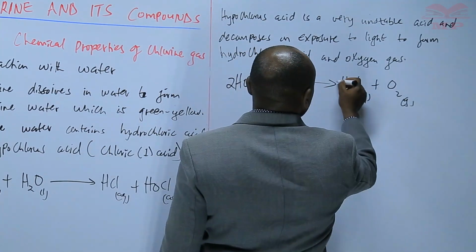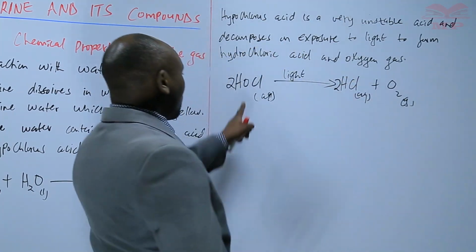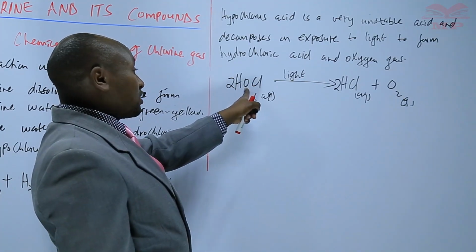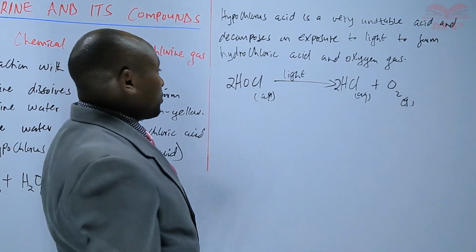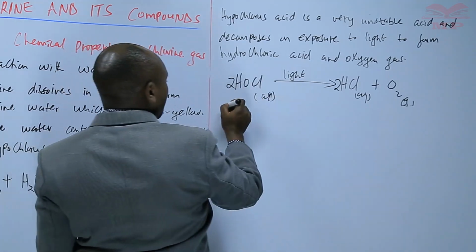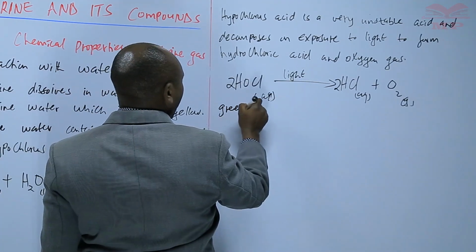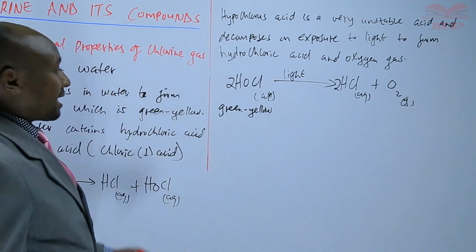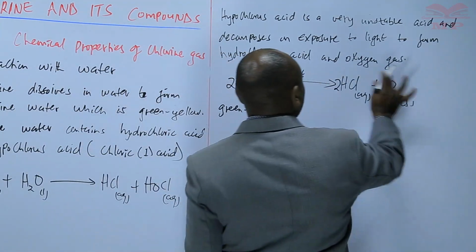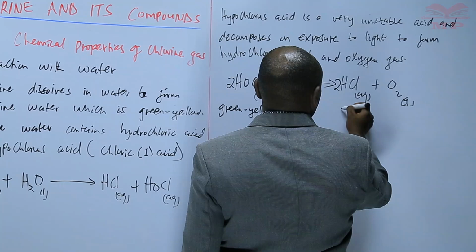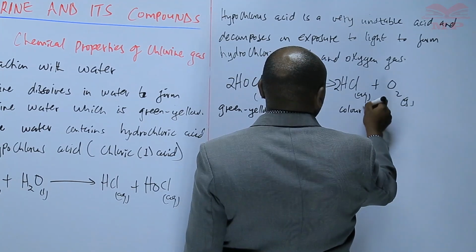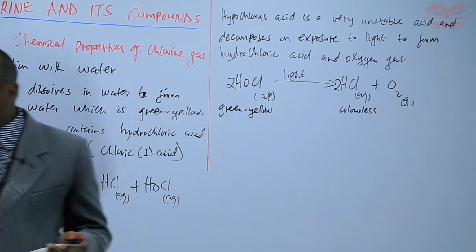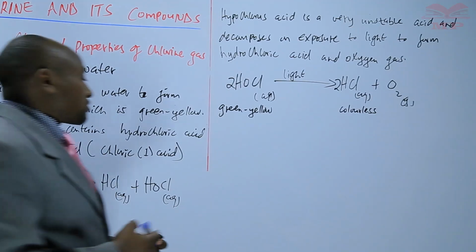And the reason why there is oxygen gas released is because there is what we call the nascent oxygen. There is a nascent oxygen atom in hypochlorous acid. So the hypochlorous acid is green yellow, and that's what gives the chlorine water the same color. But once it has lost the oxygen, the hydrochloric acid that is formed is colorless. So you can have a diagram to illustrate this.